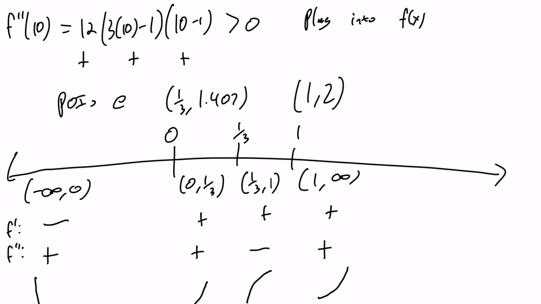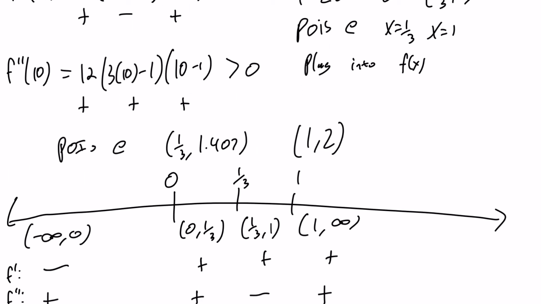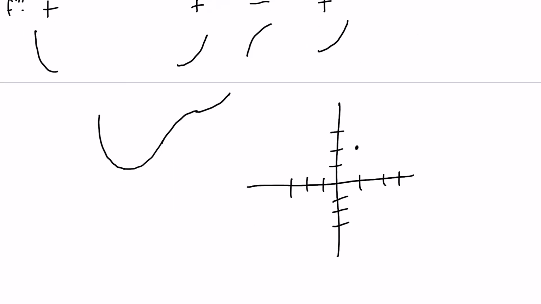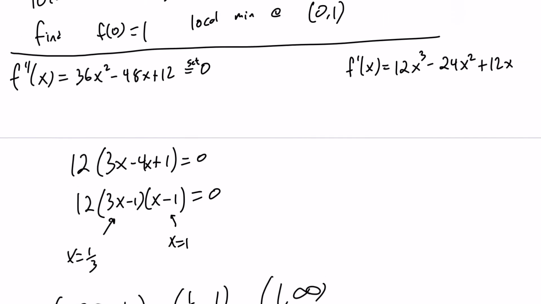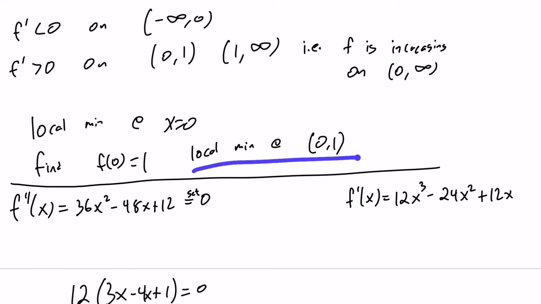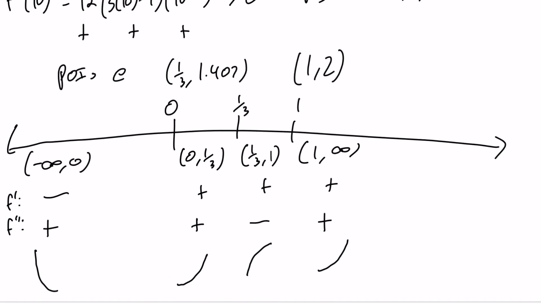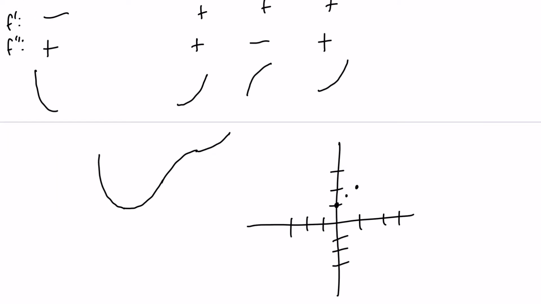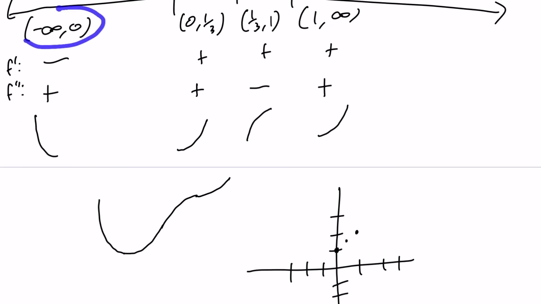And what important points do we find? Well, we found we have points of inflection at 1, 2, and 1/3, 1.4. So 1, 2, 1/3, 1.4. And we found we had a local minimum at 0, 1. Okay, so to the left of 0, on the interval from -infinity to 0, we look something like this. So let me draw that in.